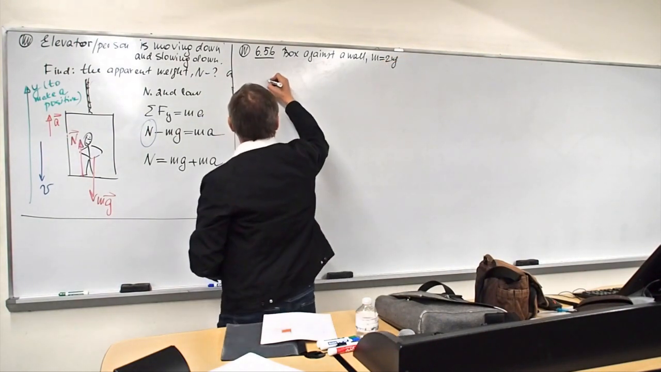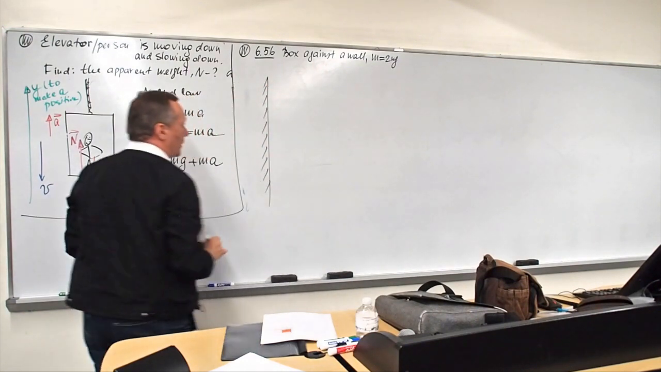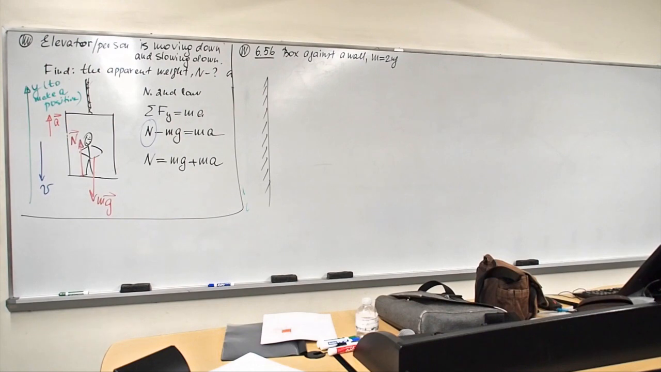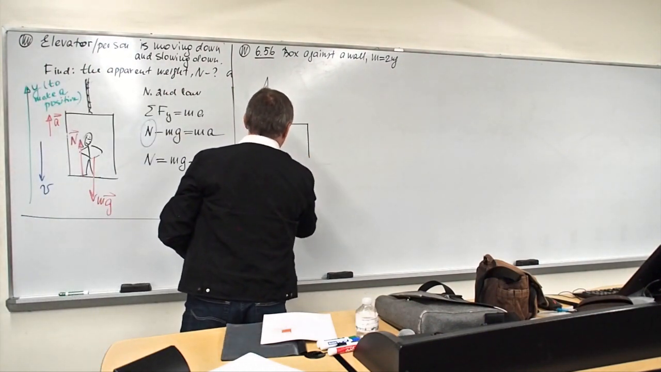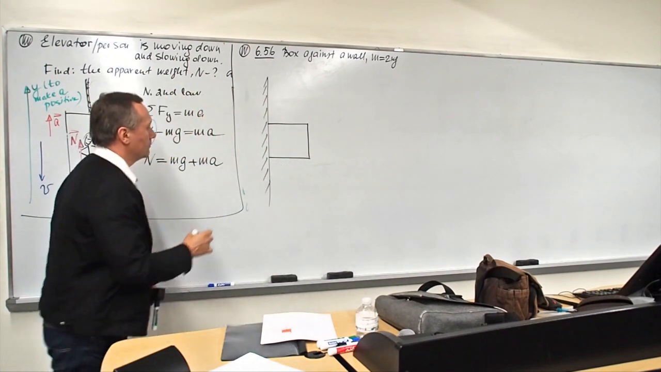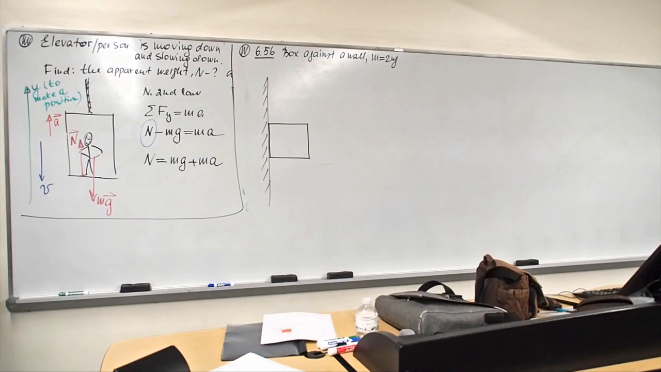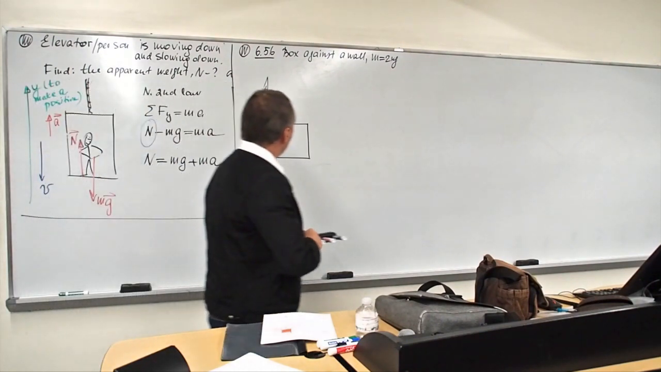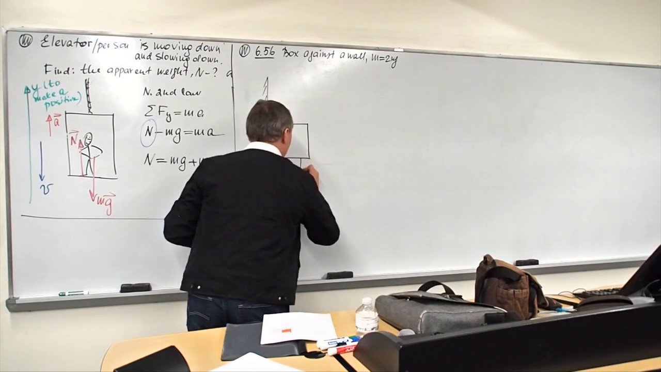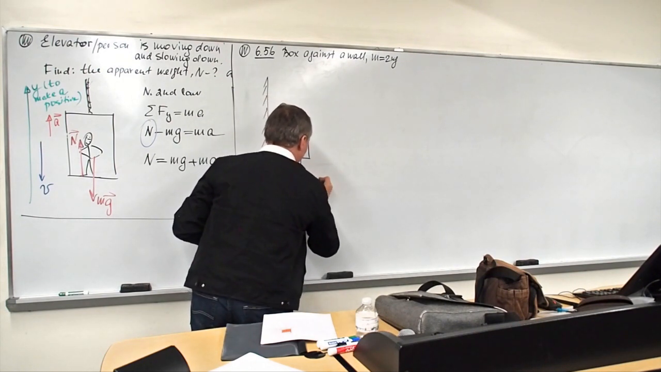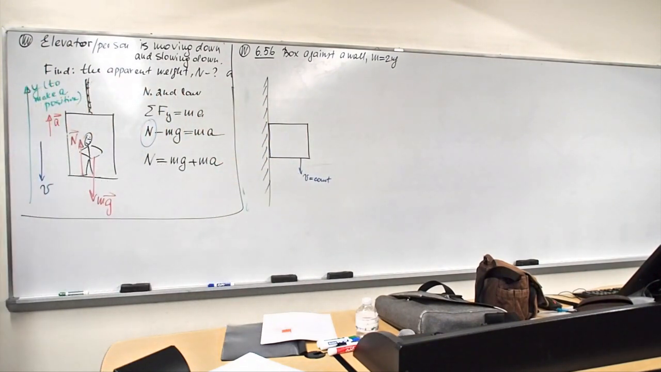And I will probably start with a picture. So let's say this is the wall. Then this is my box against the wall. And it will be moving, of course, downward with a velocity which is going to be constant, because we want to achieve constant speed.